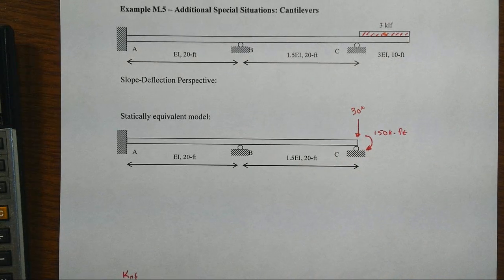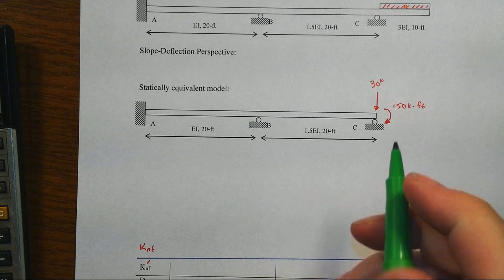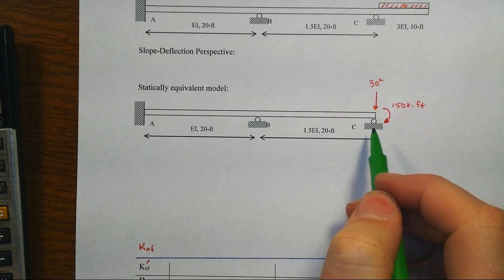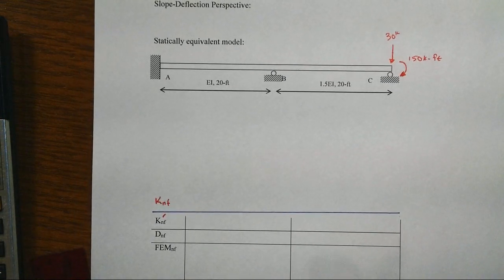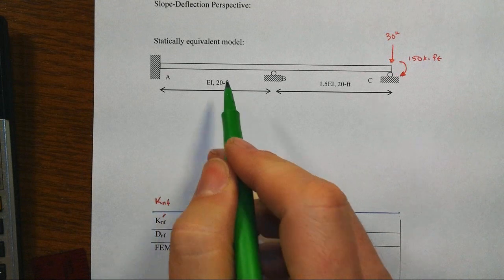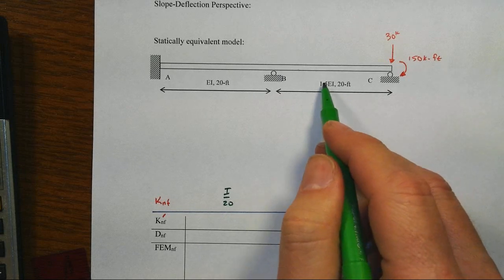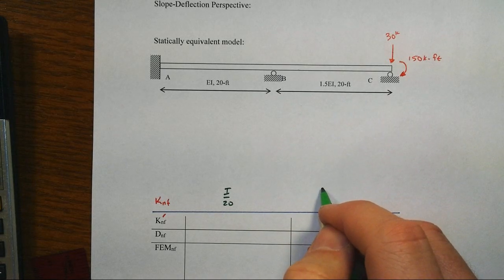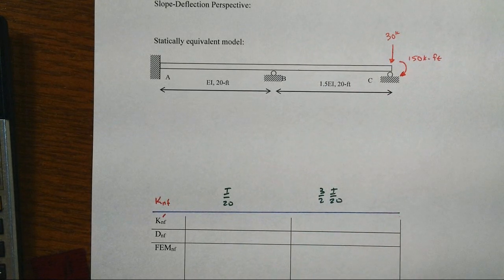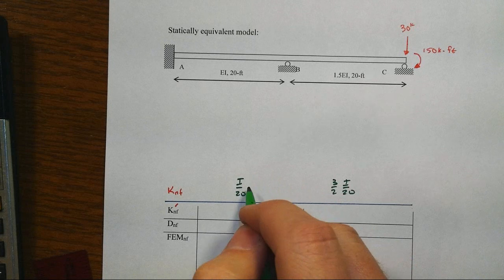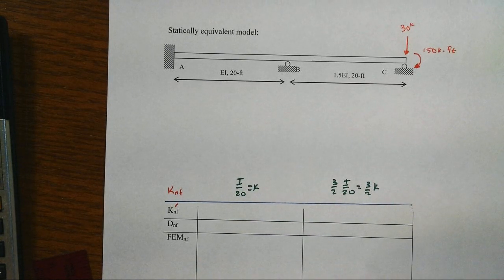Now, the next part of this is that we do have, in effect, a pinned end or a roller end out at the right. We'd like to take advantage of that as well, so let's remember we've got modified stiffness that will help us to do all that. So the I over L of the left-hand span will be I over 20. The right-hand span is 3 halves of I over 20. Now, we could say that's equal to K, so that would be equal to 3 halves K.